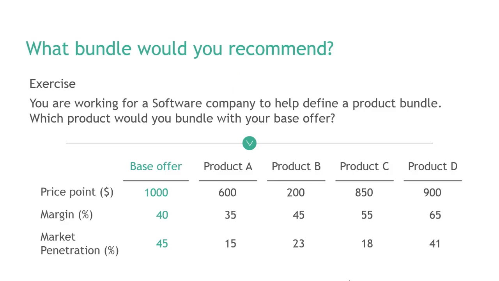Now that Ron introduced to you the concept of bundle pricing, I want to talk about the application and some examples. Let's start with an exercise. Imagine you're working for a software company and you're asked to help create a product bundle. We have a base offer that sells at $1,000, has a margin of 40% and a penetration in the market of 45%. And we have 4 different products to choose from that we can bundle with the base offer. How do you make this choice with just the given information?